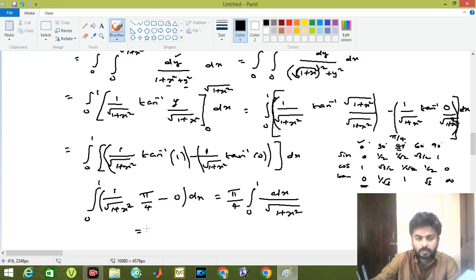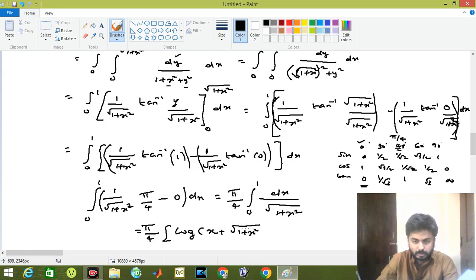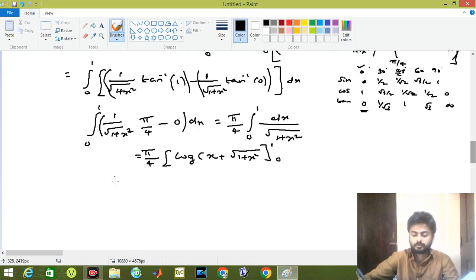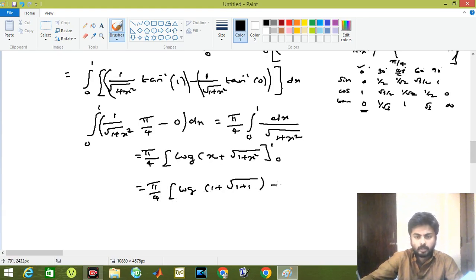The formula is pi by 4 into log of x plus root of 1 plus x square. The limits are 0 to 1. So substitute that. You will get pi by 4 into log of 1 plus square root of 1 plus 1 minus log of 0 plus square root of 1 plus 0.